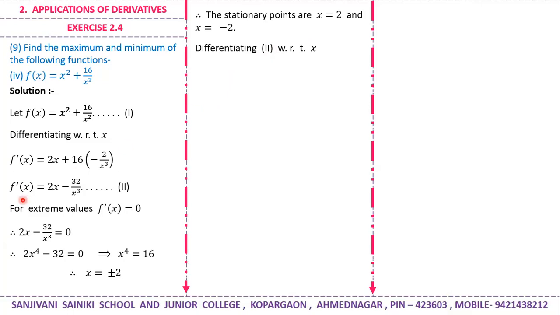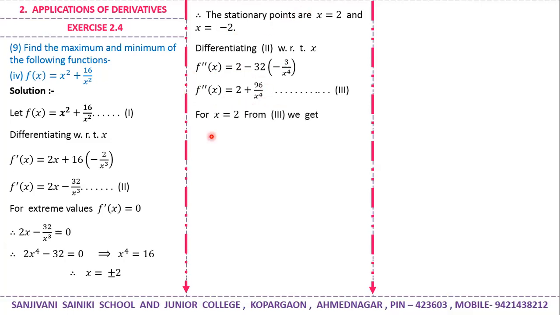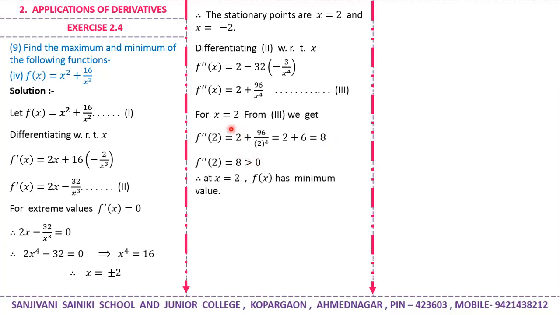So again differentiate this equation 2 with respect to x. So we obtain the second order derivative. F double dash of x is 2 minus 32 times minus 3 by x raised to 4. Now we will check the sign of this second derivative at these stationary points. First stationary point x is equal to 2. So f double dash at 2 is 8, greater than 0. So the function has a minimum value at x is equal to 2.